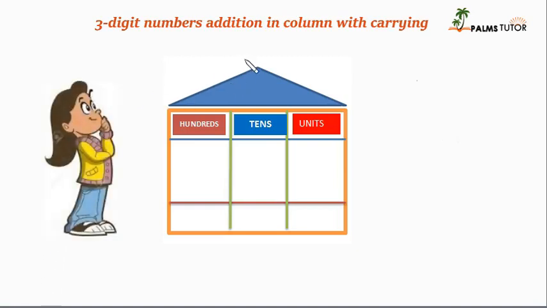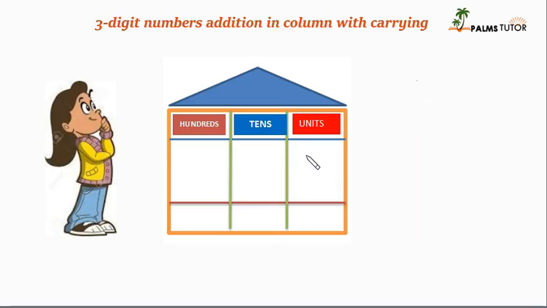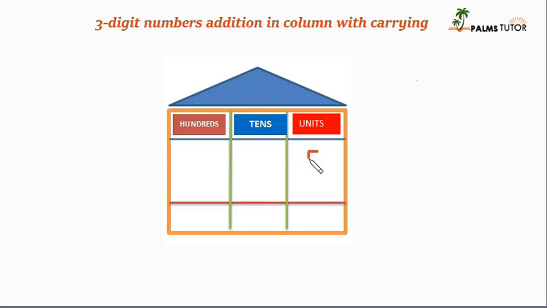Do you remember this house? The place value house, where there can only be one digit in a place at a time. Yes, that's the rule of the place value house. But what happens when we add two numbers together, for instance, 5 units plus 5 units, and the sum gives us more than a digit?